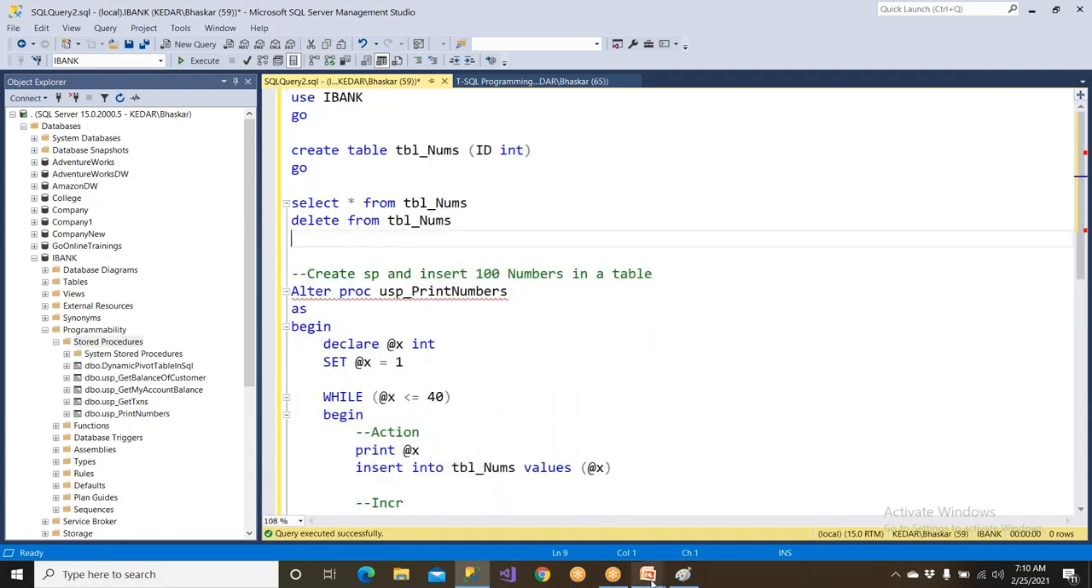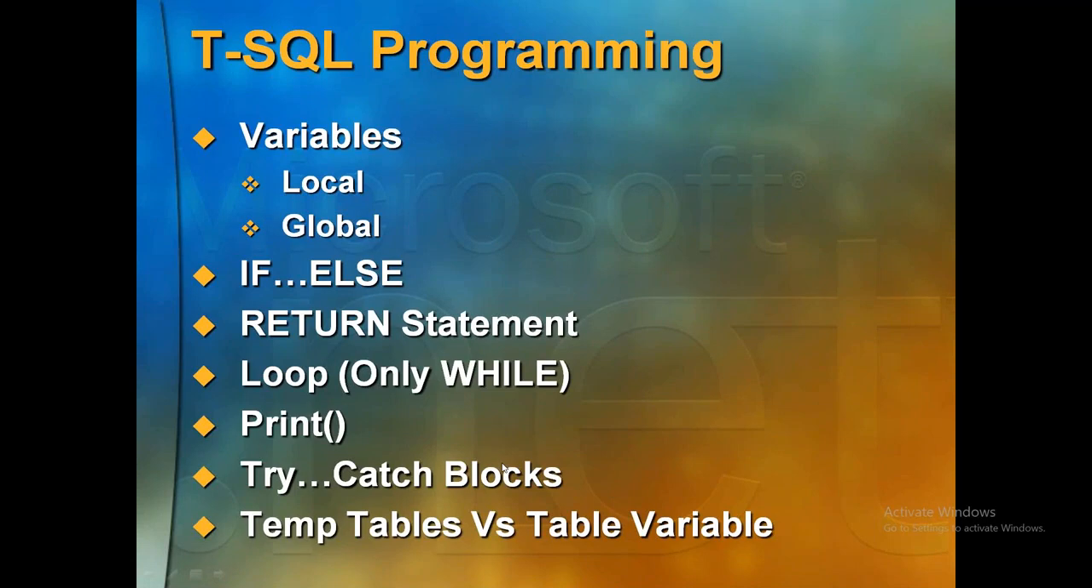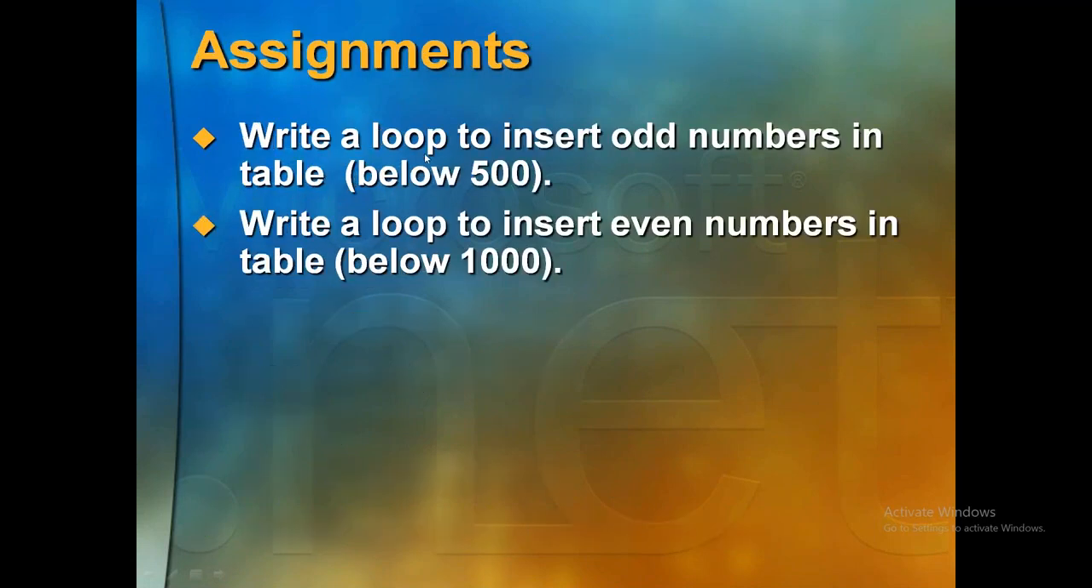Clear? Now, I wanted to give you one small assignment. Write a loop to insert odd numbers in a table below 500. Write a loop to insert even numbers in a table below 1000. You write the program, not today, tomorrow. So how can we identify whether the given number is an odd number, and it has to start with 1, and you consider the condition 500 or 1000.